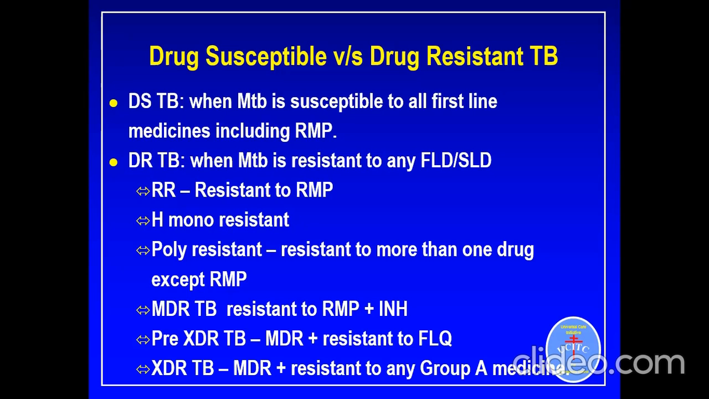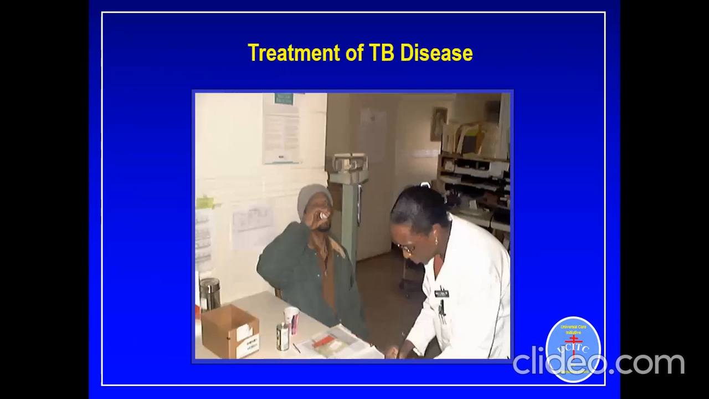And XDR tuberculosis is MDR tuberculosis plus resistant to any of the group A medicines. We'll see what the group A medicines are at a later slide. Okay. So this is the latest classification. So then moving on, if all that is clear, then we move on to treatment of TB disease.